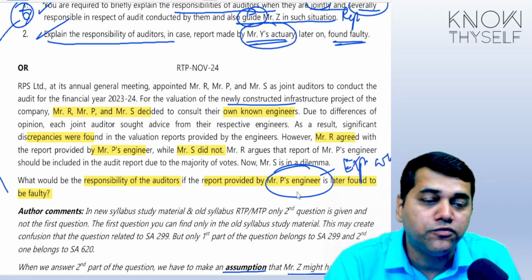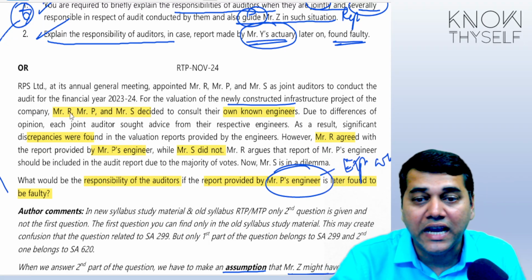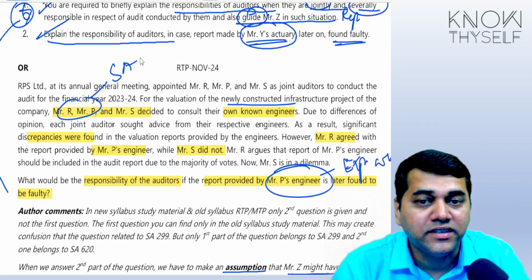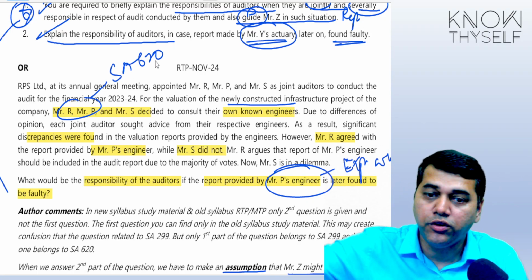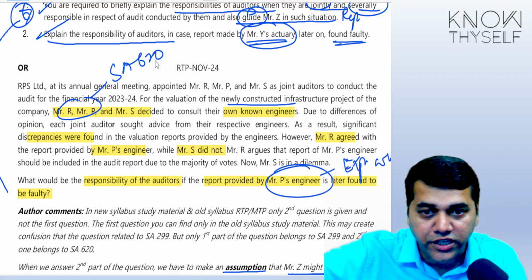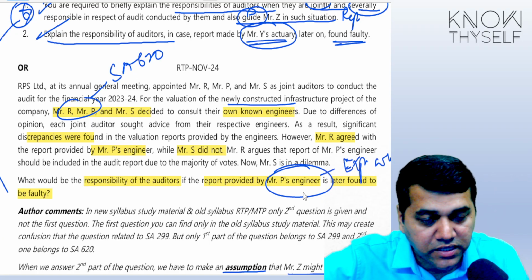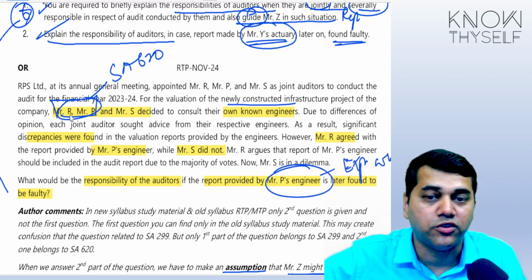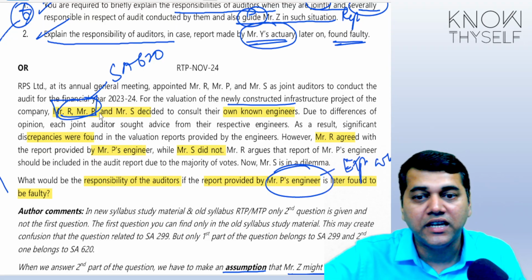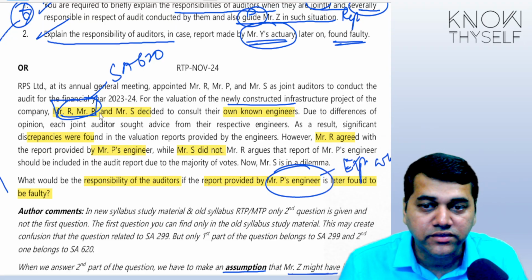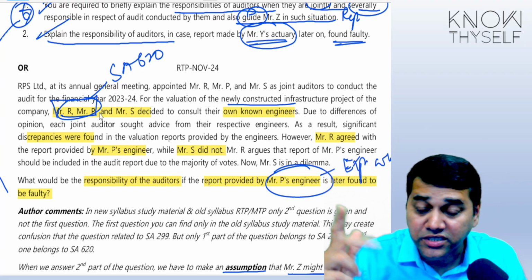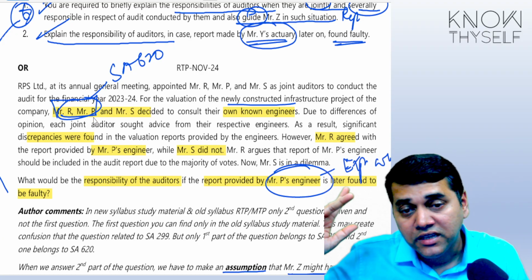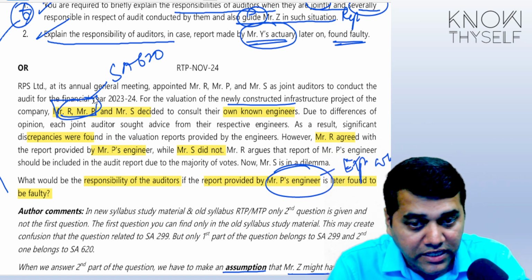If his work is found to be faulty, it is R and P only who have to take care, because they have not complied with SA 620. Before accepting P's engineer's work, which is faulty, who is an auditor's expert, these two auditors should have performed sufficient procedures on their work. What is that procedure? Relevance and reasonableness of the findings, relevance and reasonableness of the assumptions and methods, relevance, reasonableness and the accuracy and completeness of the source data. These are the three actions they should have done.